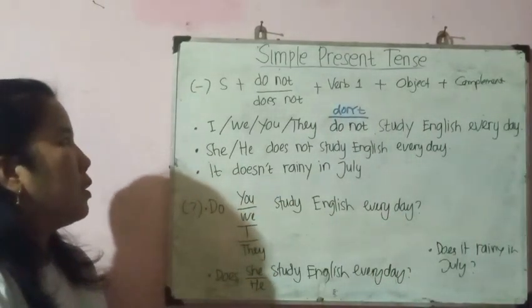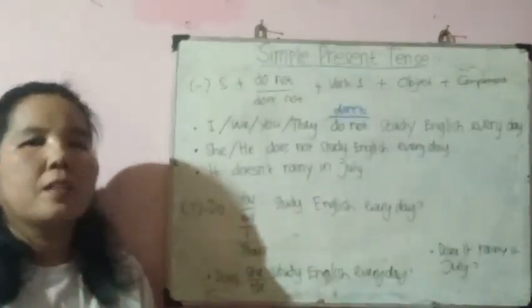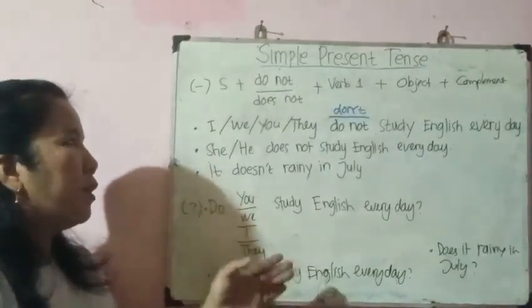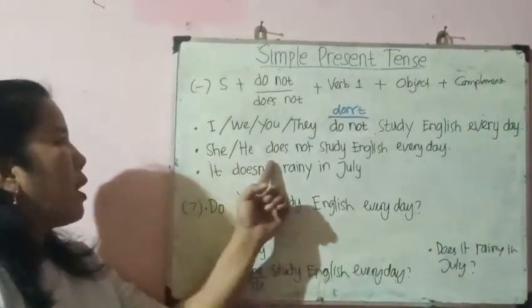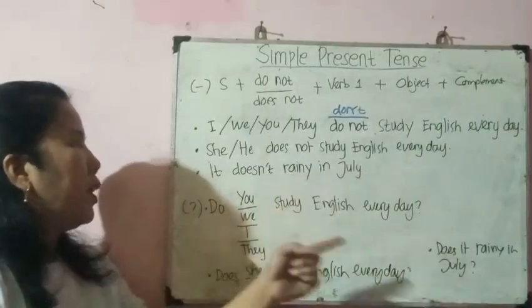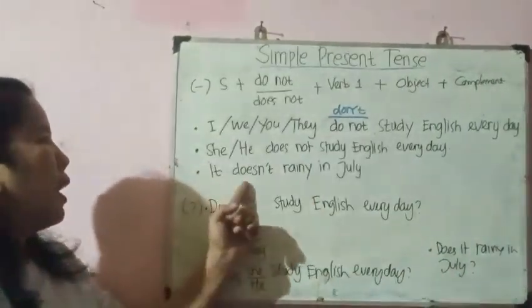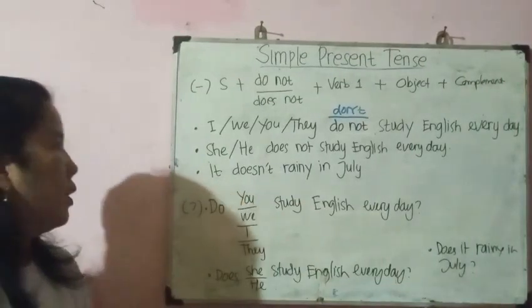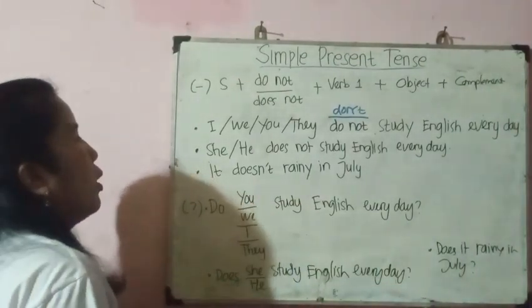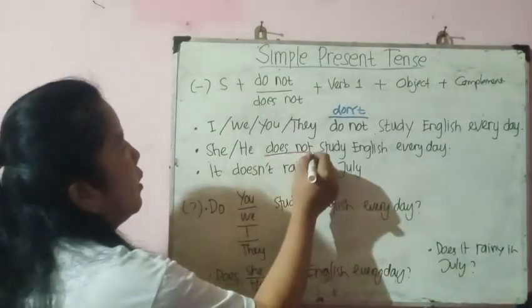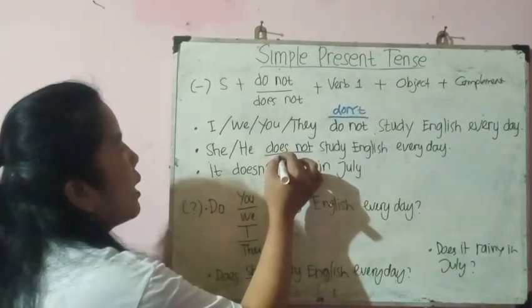We don't study English every day. You don't study English every day. They don't study English every day. So the short form of do not is don't. Next, she does not study English every day. He does not study English every day. Next, it doesn't rain in July. So for the short form, we can change does not to doesn't.